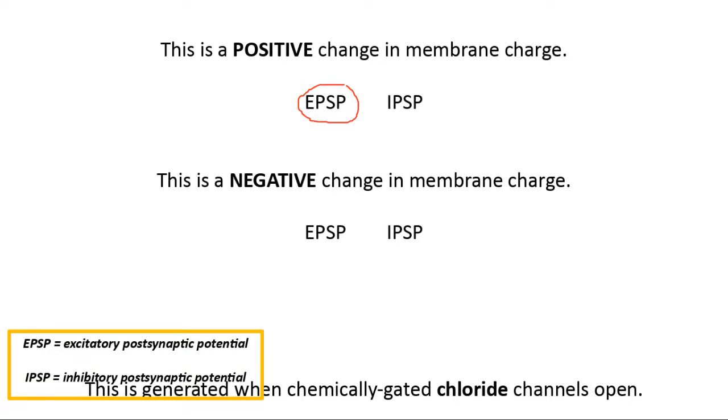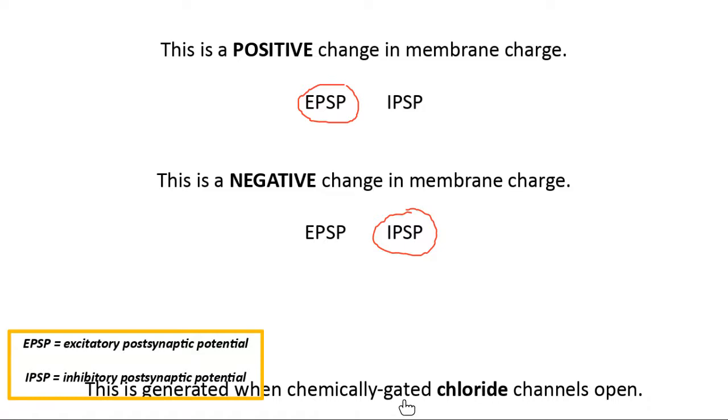That means that an IPSP, an inhibitory postsynaptic potential, is a change that happens in my membrane charge where I become more negative. I'm inhibiting my neuron's ability to get to threshold, because if I can't get to threshold, I'm definitely not going to be able to talk to my neighbor. So an inhibitory postsynaptic potential makes me more negative, makes me less likely to be able to talk to my neighbor.